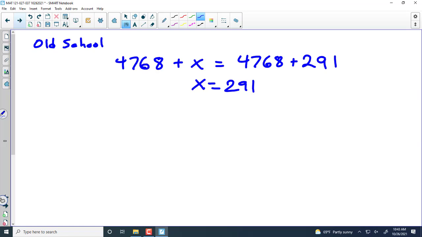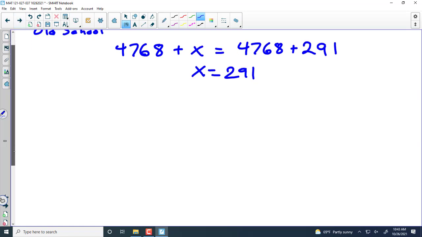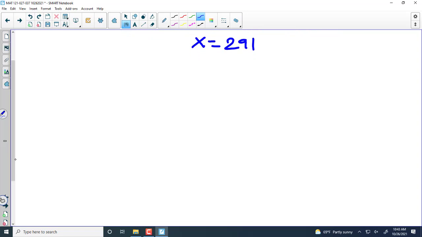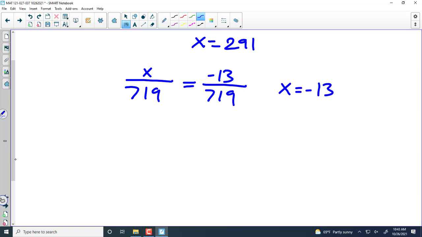Because we're adding the same number on both sides. We're adding 4,768 on both sides, and if we're adding that exact same number on both sides, we know we could just subtract that number from both sides quickly. Everyone agree with that? No big deal there. So, how about this one? x over 719 equals negative 13 over 719. Is that one just as easy to solve? Yeah, that's x equals negative 13. All right, now stay with me.